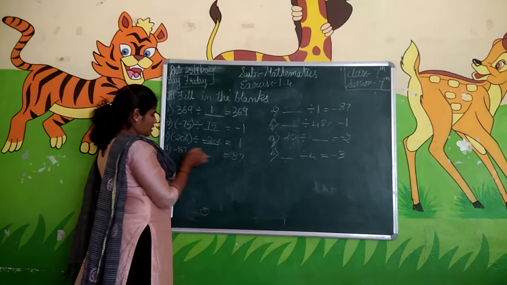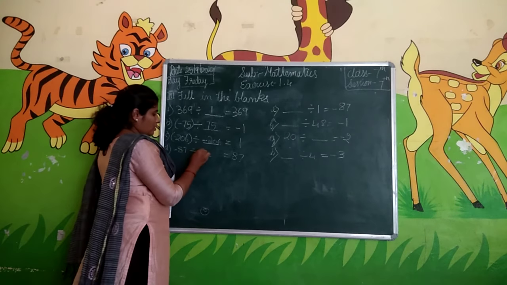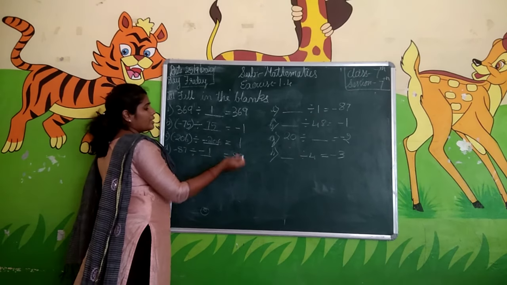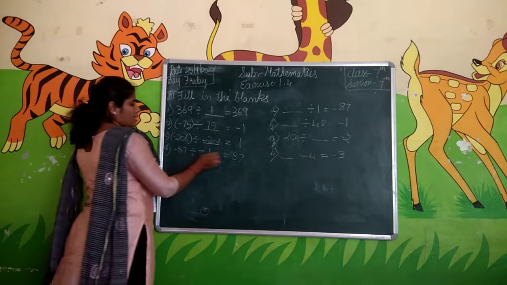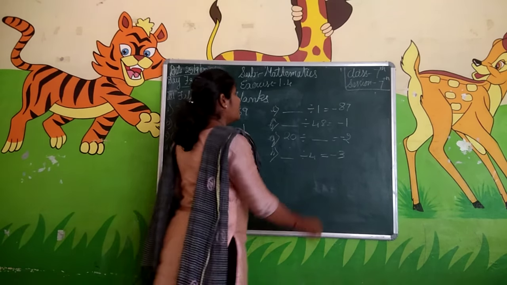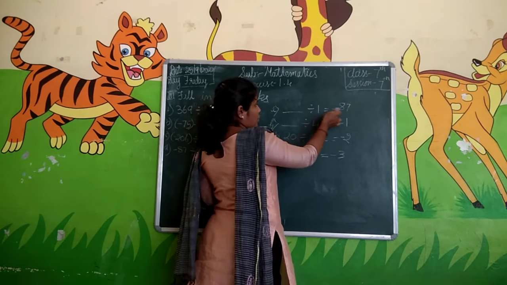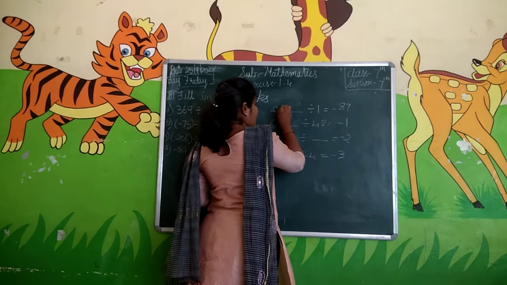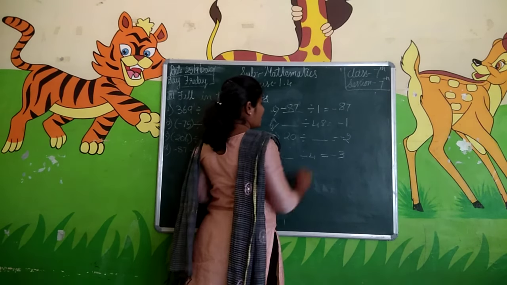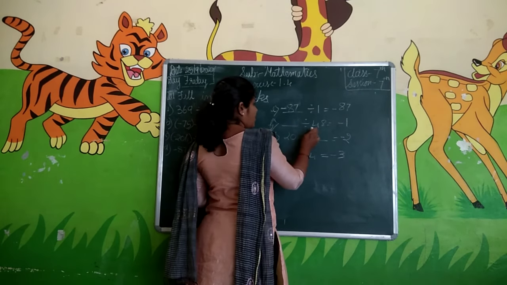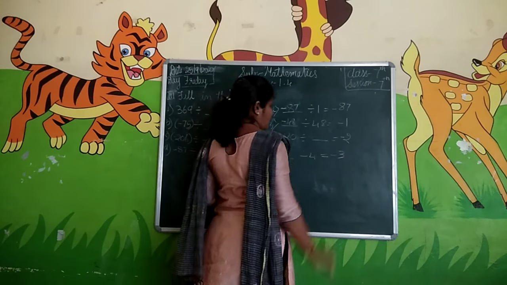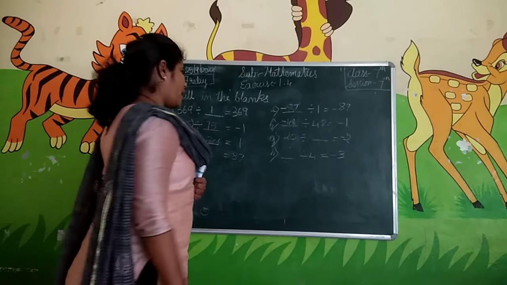Here they have given a positive integer, but here we have one negative integer. Then we should take minus 1 here, minus 87 into minus 1, minus into minus is plus, so we get 87. Here we have a positive integer and the answer is a negative integer, so we should take a negative integer, and the answer is the same, 87. Next is 48. If the same number is divided, we will get the quotient as minus 1. So minus 48 divided by 48, the answer will be minus 1.